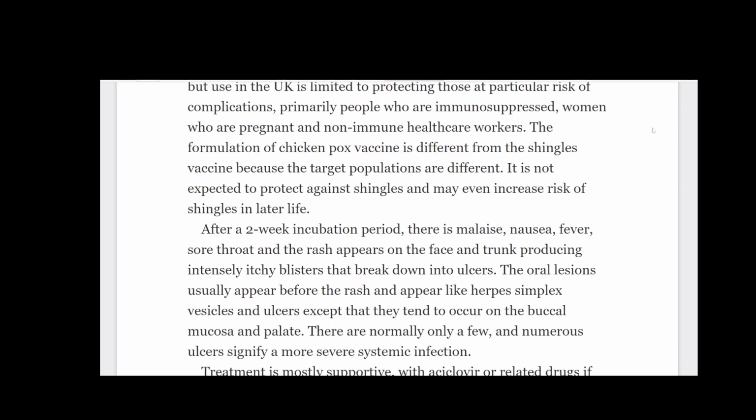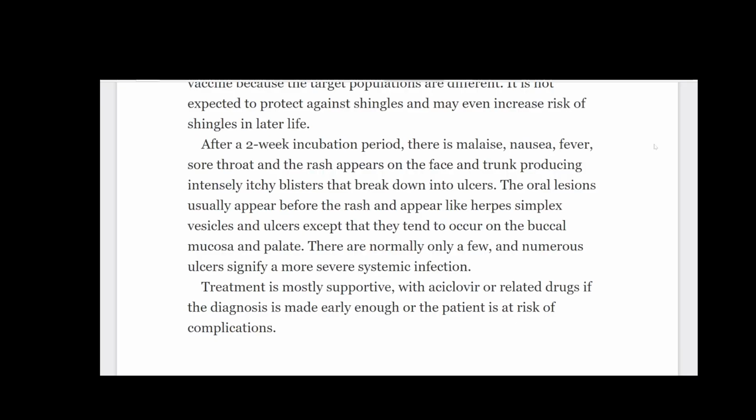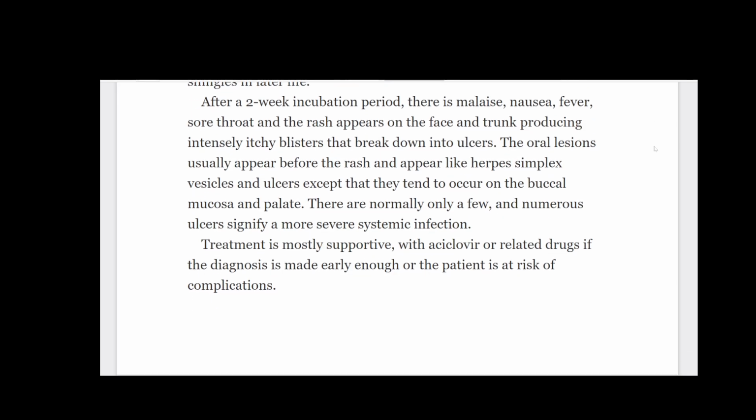After a 2-week incubation period, there is malaise, nausea, fever, sore throat, and the rash appears on the face and trunk, producing intensely itchy blisters that break down into ulcers. The oral lesions usually appear before the rash and appear like herpes simplex vesicles and ulcers, except that they tend to occur on the buccal mucosa and palate. There are normally only a few, and numerous ulcers signify a more severe systemic infection. Treatment is mostly supportive, with acyclovir or related drugs if the diagnosis is made early enough or the patient is at risk of complications.